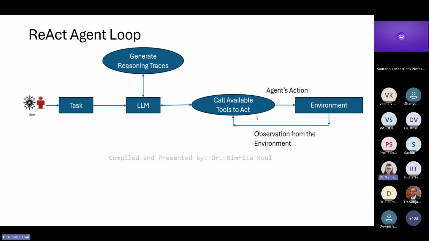Suppose in the previous case, we saw that the drawer was closed. So it had to first open the drawer instead of directly picking up the pepper shaker from the drawer. So this is the ReAct agent.